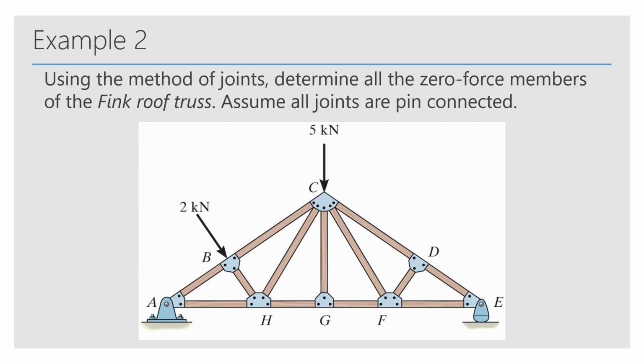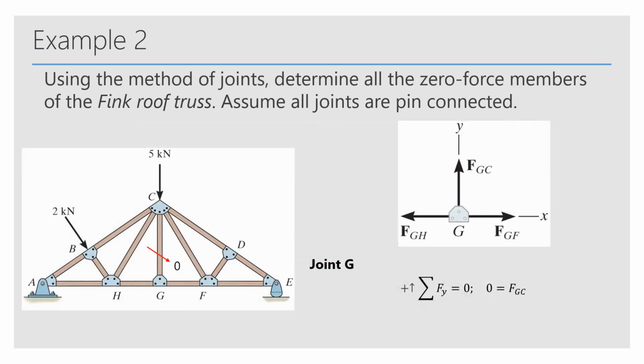Take a look at our second example. They asked us to use the method of joints to determine all zero force members of the Fink roof truss. Assume that all the joints are pin connected. Take a look at first the joint G.